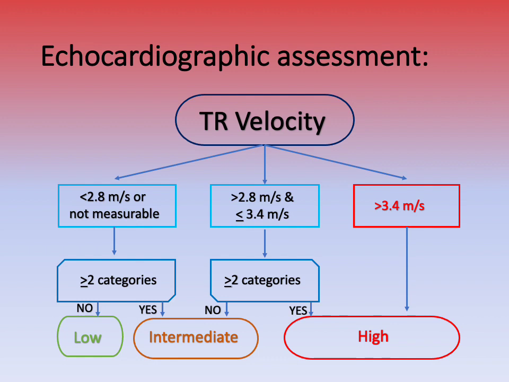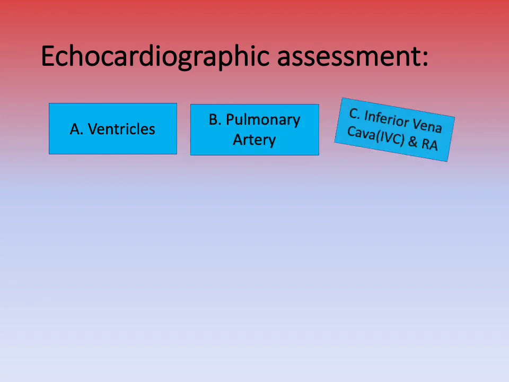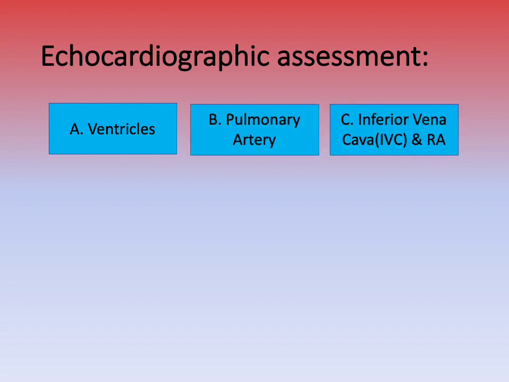If tricuspid regurgitation velocity is more than 3.4, then we don't need further echo parameters, and this is directly assigned into a high probability for pulmonary hypertension, and these are the patients who are referred for right heart catheterization. So what are those additional echo variables which we use along with tricuspid regurgitation velocity to assign our patient into low, intermediate and high probability? These are related to the ventricles, pulmonary artery, and inferior vena cava and right atrium.